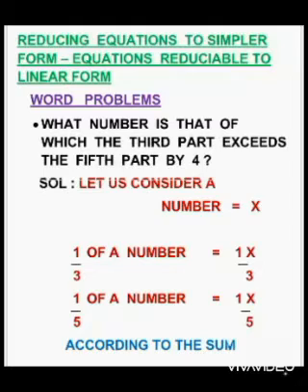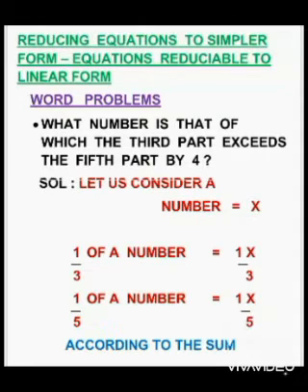Okay, children, let us see the first word problem. What number is that of which the third part exceeds the fifth part by 4? Once again, I am reading the question. What number is that of which the third part exceeds the fifth part by 4? So, first let us consider a number is equal to x.